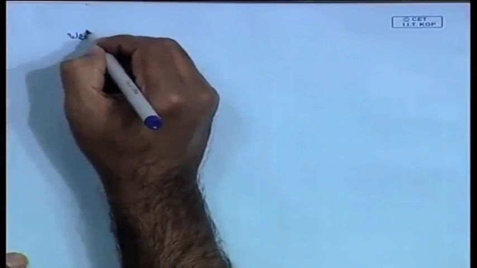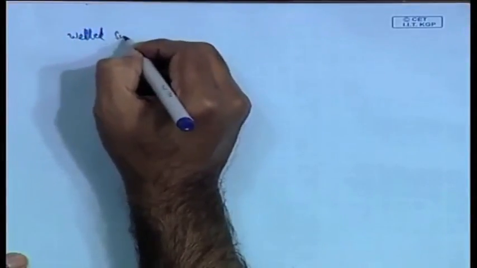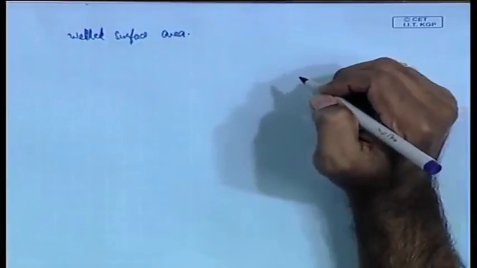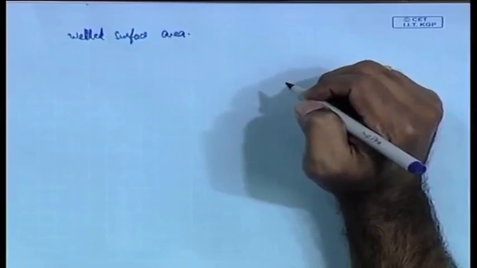Okay. So, next is another term which we use commonly. This is known as the wetted surface area. Wetted surface area means the total area of the ship that is subjected to the water. So, the total part of the ship that is wet is known as the wetted surface area. If you have a ship like this, the whole region that is wetted is known as the wetted surface area.